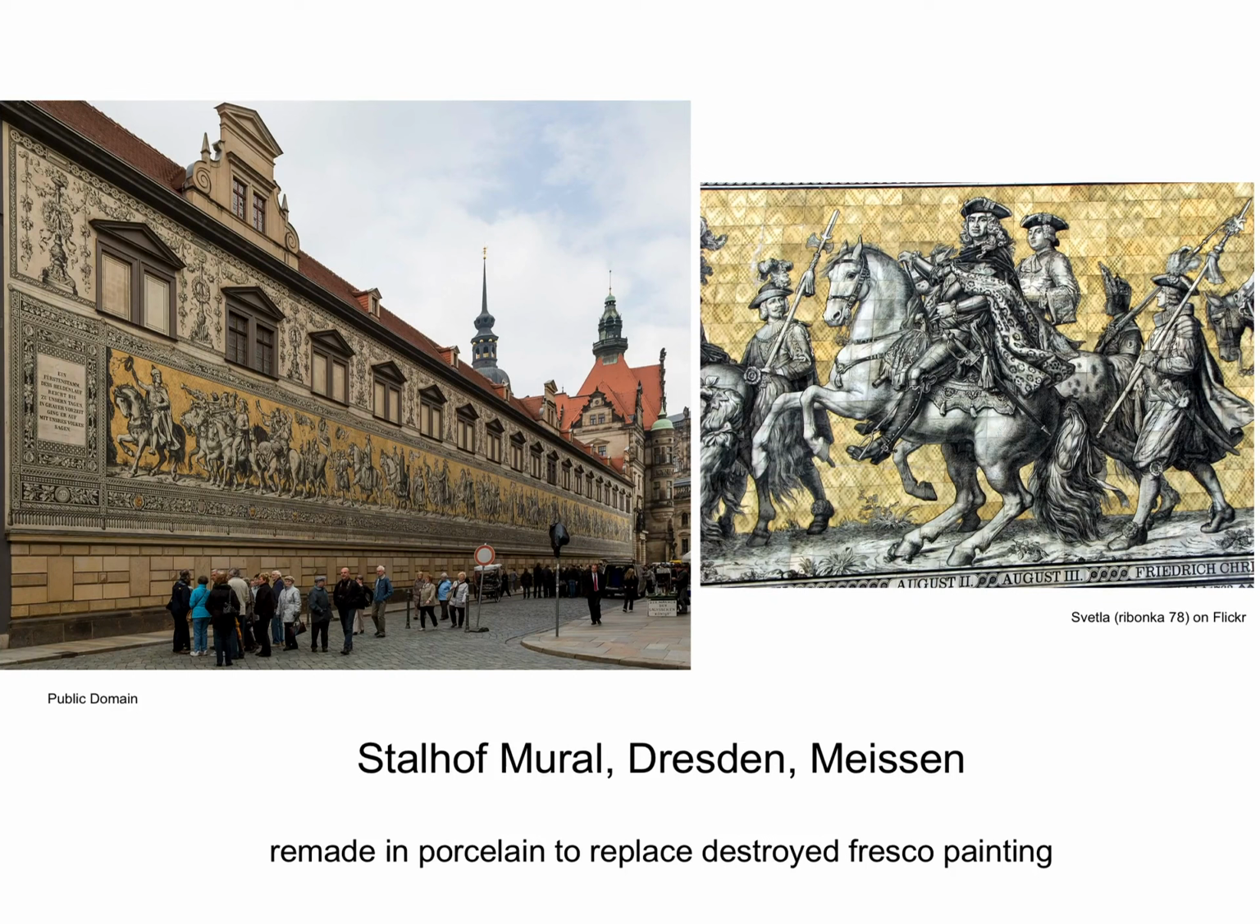This is a large mural of porcelain made in Dresden porcelain at Meissen, and it was made in porcelain to replace a fresco that was eventually destroyed. So the fresco didn't last very long in the rain and wind and weather of Germany, but the porcelain tile mural, which has been there for a few centuries now, still looks fresh and intact. And then we have to move on to China and Asia.